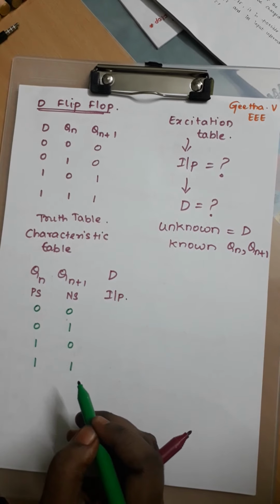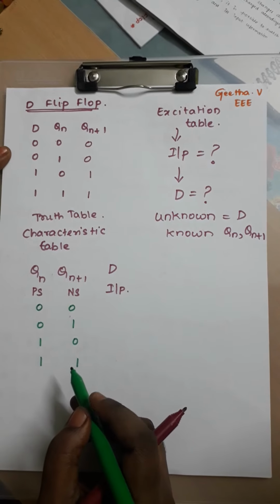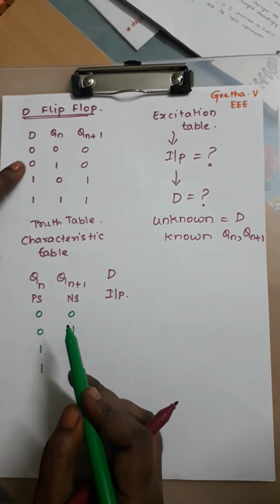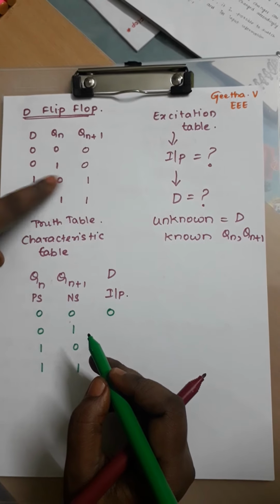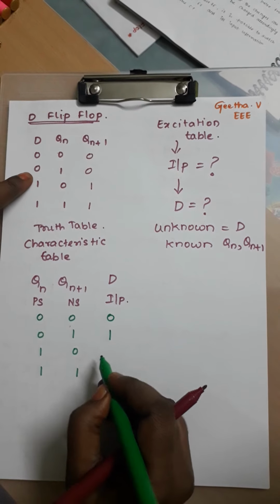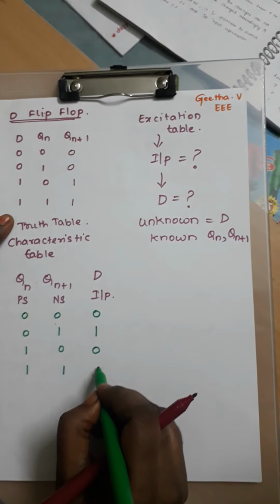So now this is going to be much simpler because everything is available in your characteristics table directly. Now find for 0 and 0. So for 0, 0, your D is found to be 0, and for 0 and 1 your D is found to be 1, and for 1 and 0 D is found to be 0, and same way for 1 and 1 D is found to be 1.